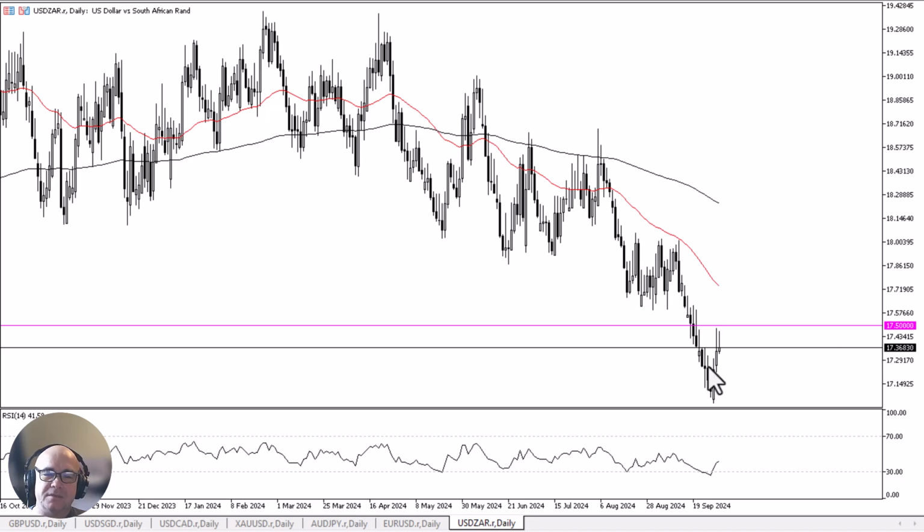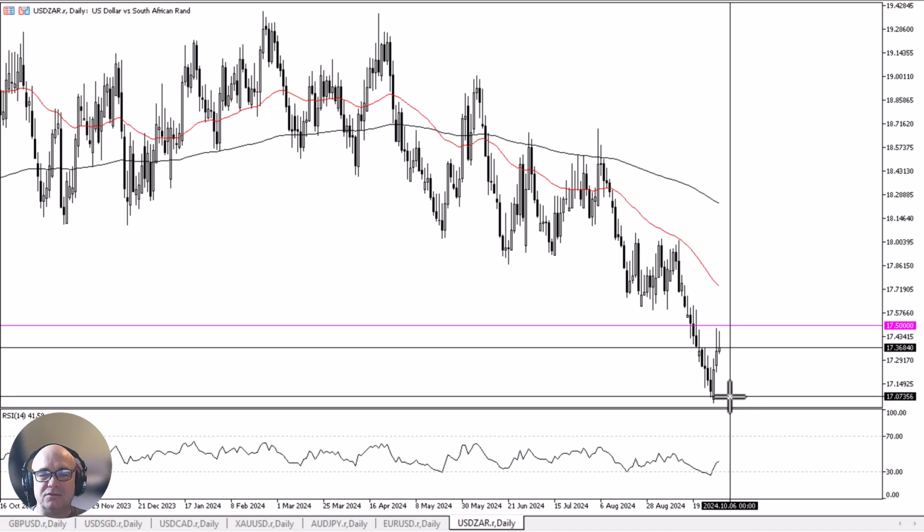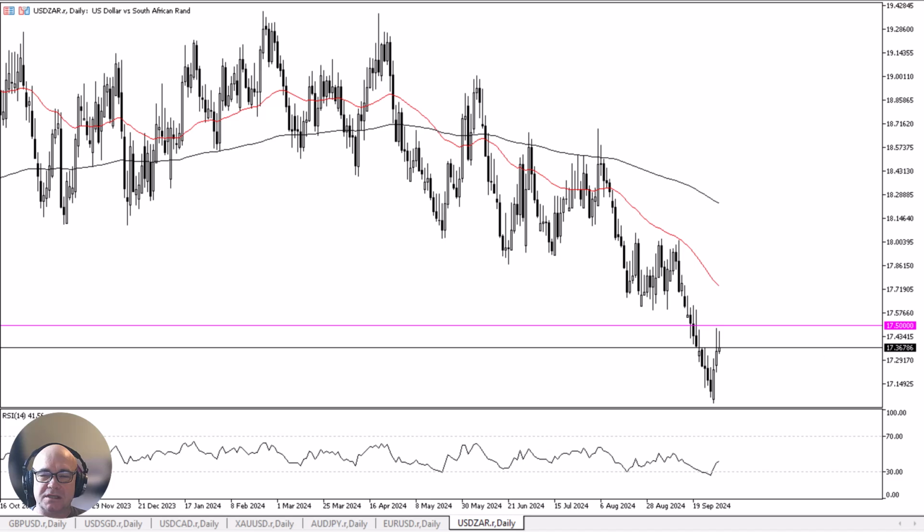If we continue to see more of the same, then I do think that the dollar will revisit the 17.06 Rand level as well. In general, this is a very volatile market, so keep your position size reasonable and understand you are investing in commodities and the emerging market if you are shorting this pair.